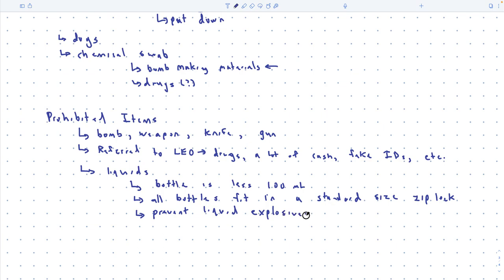So even though they have these chemical swabs and all this stuff, it would be too hard to open up all your water bottles, take a sample of all of them and do that for all passengers. So they just say, okay, no bottles. And then this is also why is it less than 100 ml? Like, why no liquids at all?